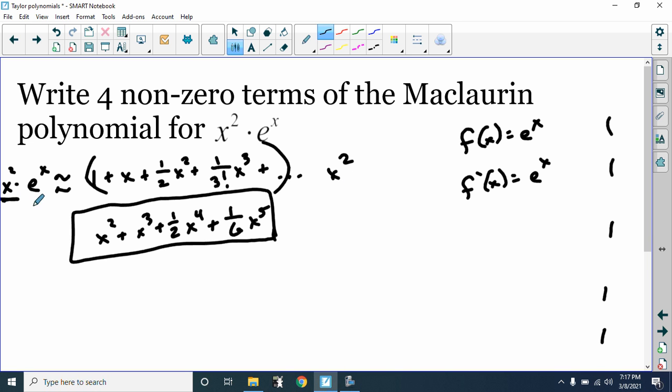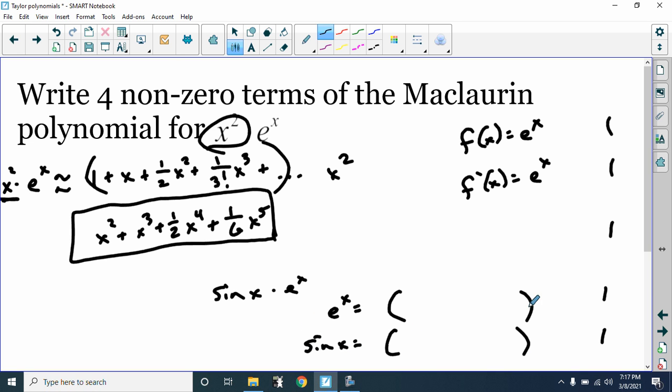If this is something other than something that's polynomial, like sine x times e to the x, the way you would do it is you would get the Taylor polynomial for e to the x, you would get the Taylor polynomial for sine x, and then you would start multiplying them together, and you would FOIL to however many terms that you need here.